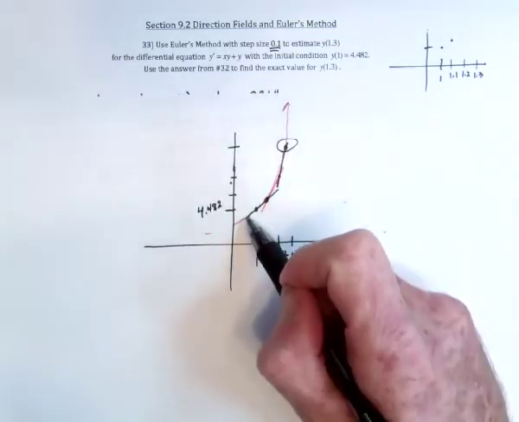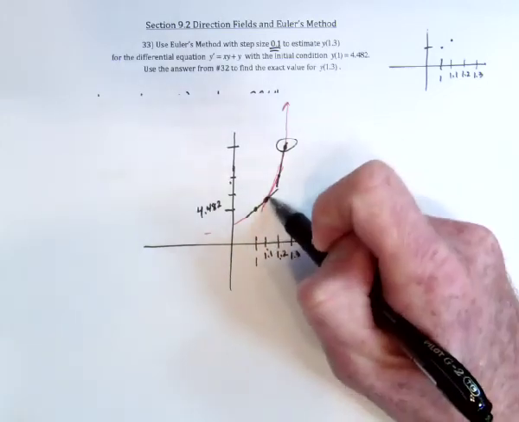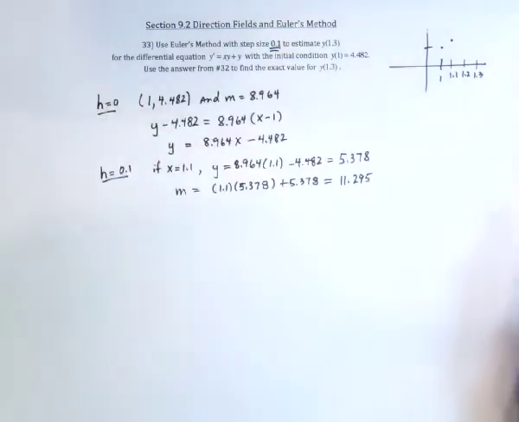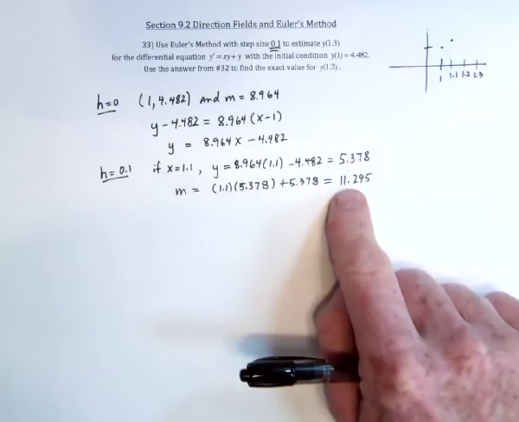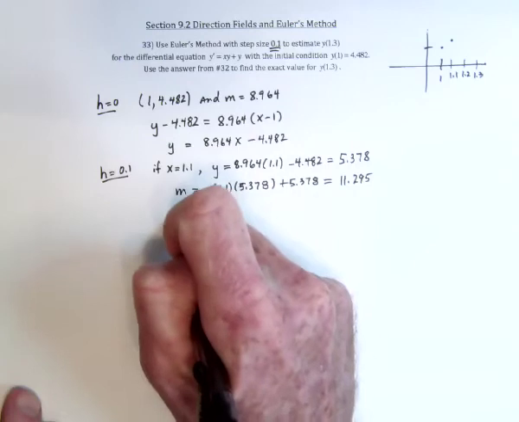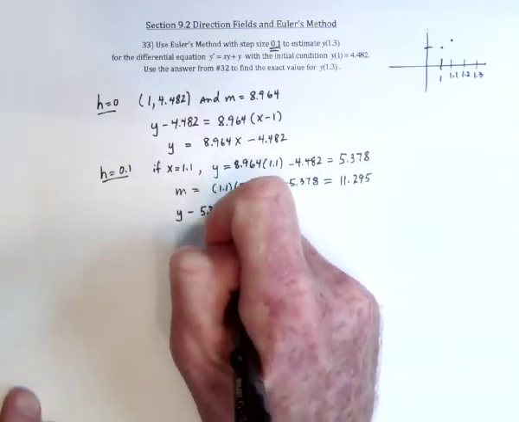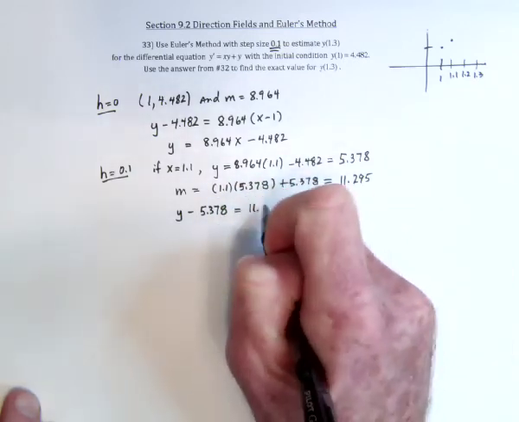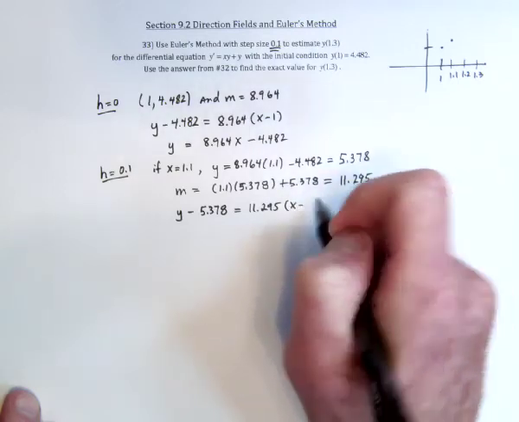So the first line tells you, oh, go off like this. And by the time you plug in 1.1, it says, no, you've got to be going steeper. And then the next one says, no, go steeper. Okay, so now we've got an x and a y and a slope. So do the point slope formula again. Y minus the y value equals the slope times x minus the x value.